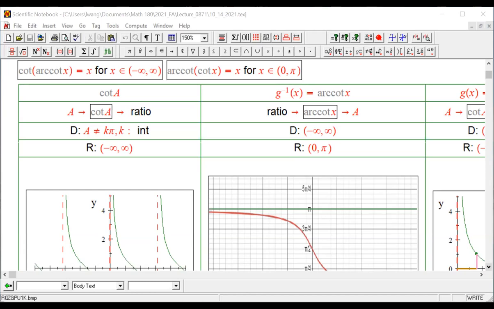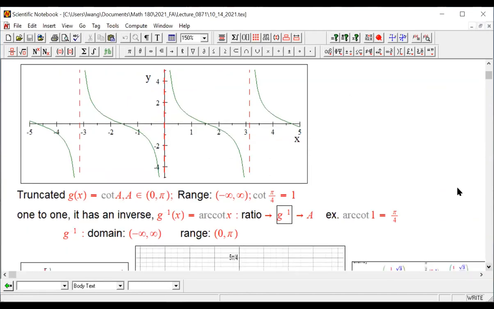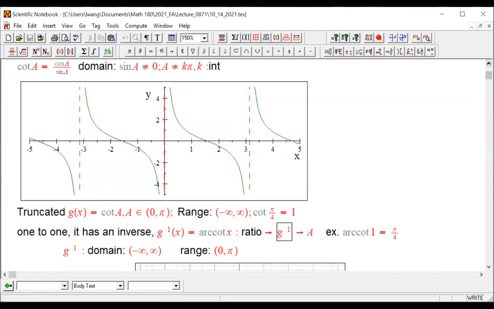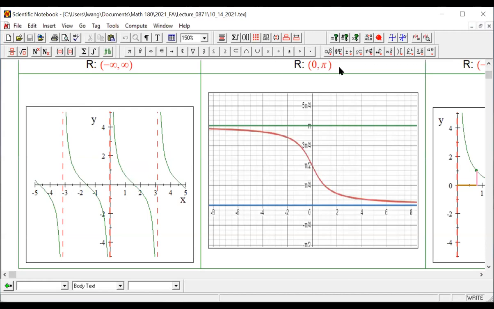In the inequality part, it's between 0 and pi. So you can also write it as 0 less than arc cotangent x, which is less than pi.